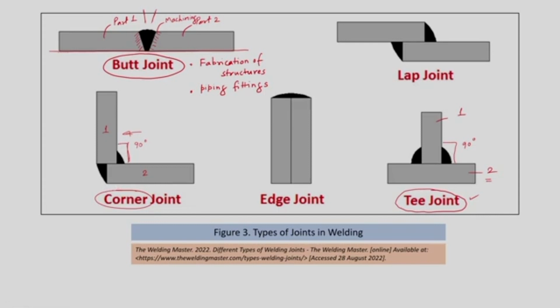The T joint is again used for fabrication purposes to join two parts, and the corner joint is used to make some sort of boxes, some sort of closed structures. The T joints are also used for welding tube or pipe to plates.